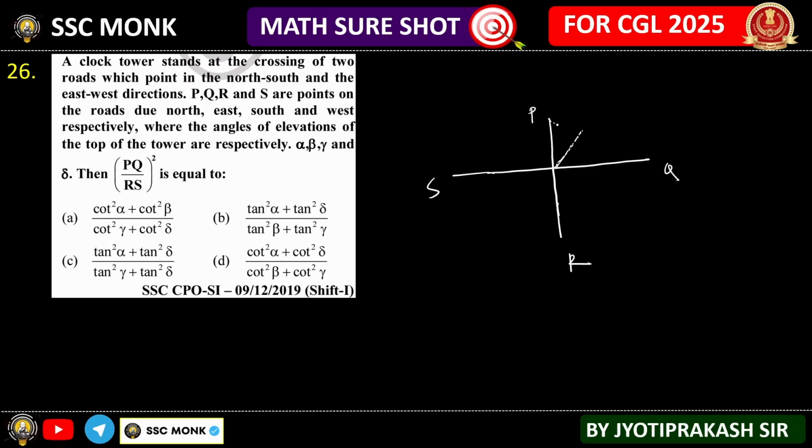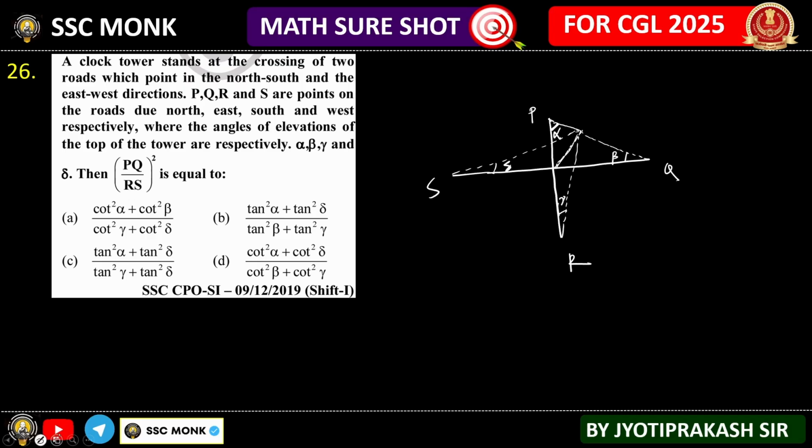Now when I make an angle from this point, it will be my alpha. When I make an angle from here, in this triangle, this angle will be my beta. When I make an angle over here, this will be my gamma. And when I make an angle over here, this will be my delta. Okay, this is how it is given. It is asking what is the value of PQ square.